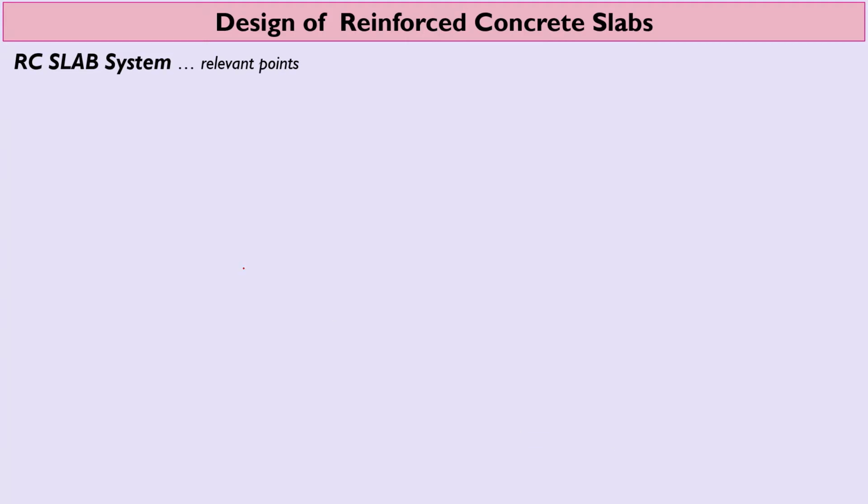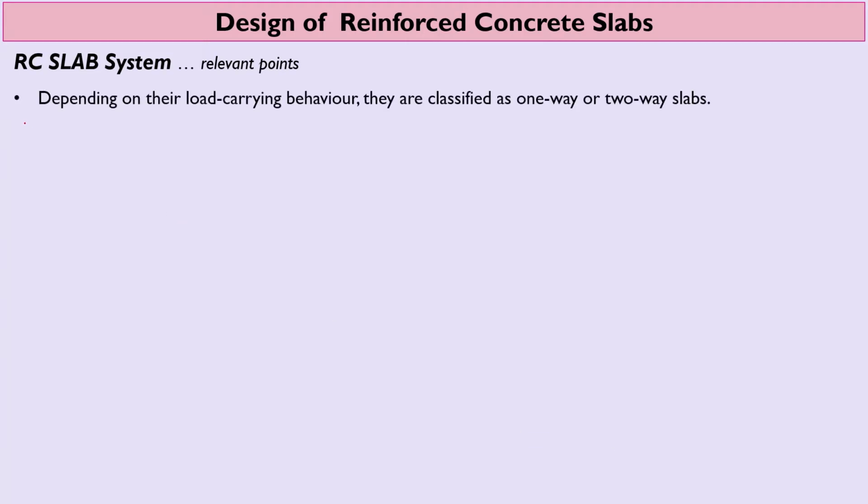Now, in continuation, depending upon the load carrying behavior, that is, how a slab is taking load and how various types of moments are acting on the slab, slabs can be classified in two ways. Number one is the one-way slab, and the second type is the two-way slab. So what is the meaning of one-way slab, what is the meaning of two-way slab, and how are they differentiated? Let us discuss now.